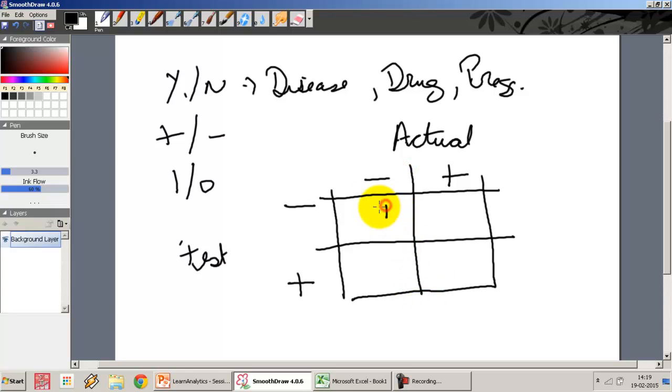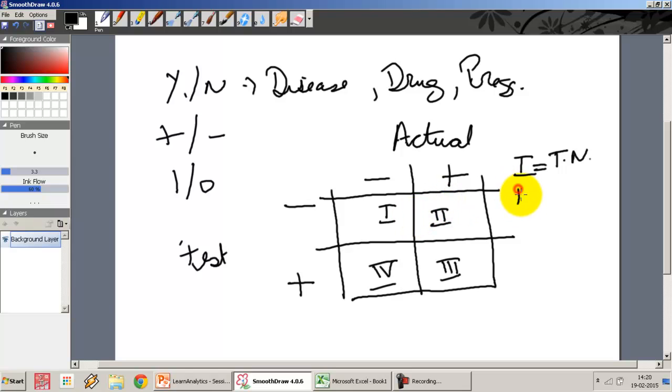So these are my four quadrants: 1, 2, 3, 4. Now this can be inverted. Positive can be here, negative can be here, and similarly positive on the left-hand side and negative on the right-hand side. But let's go with this particular instance. What is quadrant 1? Quadrant 1 is when the test says negative and the person is also negative. Let's take the example of a disease, it could be Ebola, AIDS, or swine flu. The test comes out negative for the disease, and the person is also negative. Actually the person is not sick. This is known as a true negative, or TN.